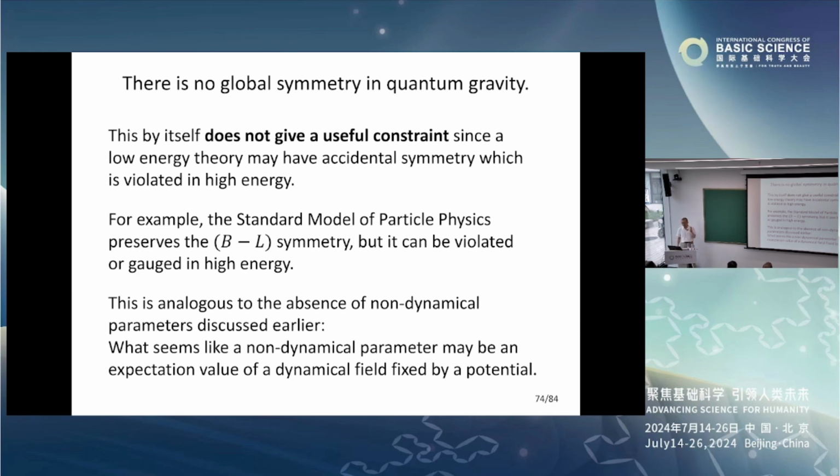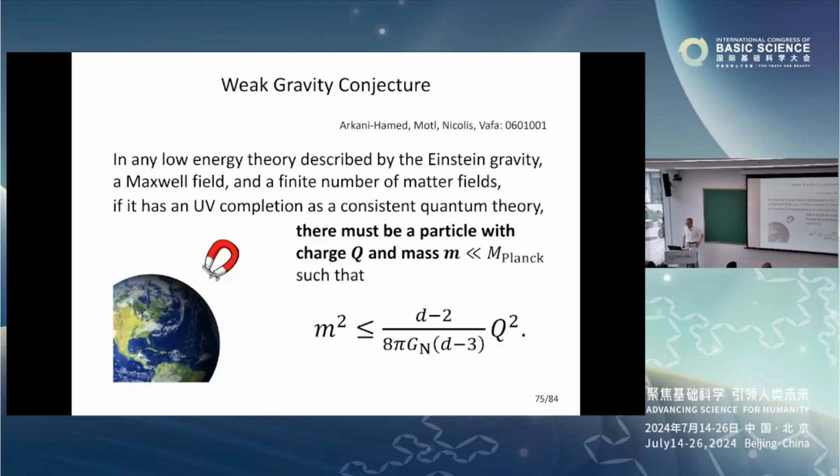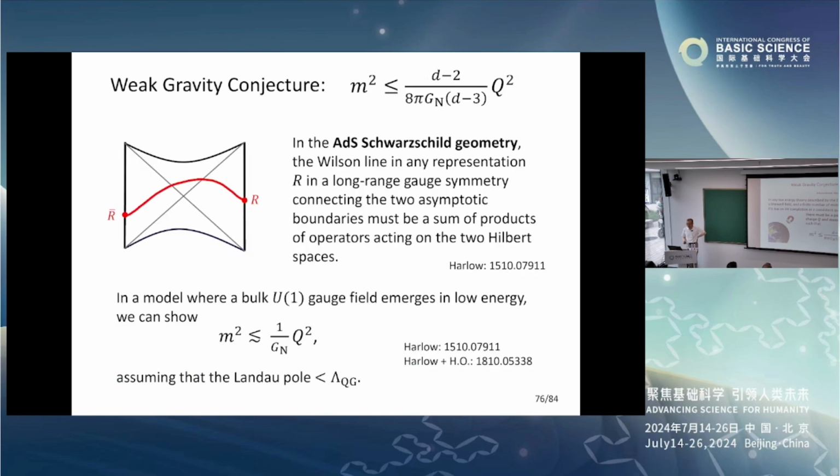So this is analogous to the absence of non-dynamical parameters discussed earlier: what seems like a non-dynamical parameter may be the expectation value of a dynamical field fixed by the potential. You can think of this as a sort of minus-one-form version of the absence of global symmetry. That leads to the weak gravity conjecture, and in our paper we have some discussion of how we go about proving this weak gravity conjecture.